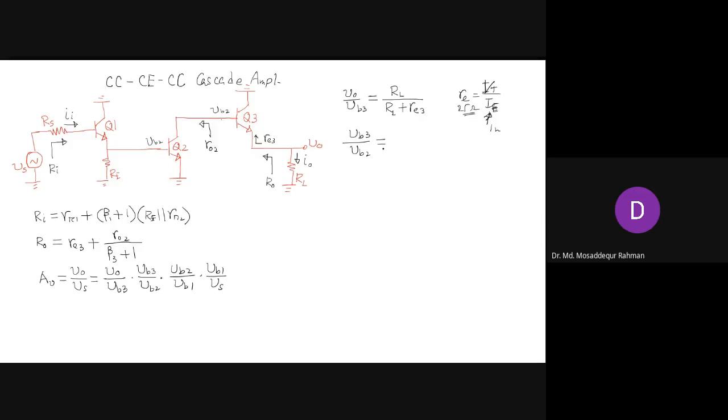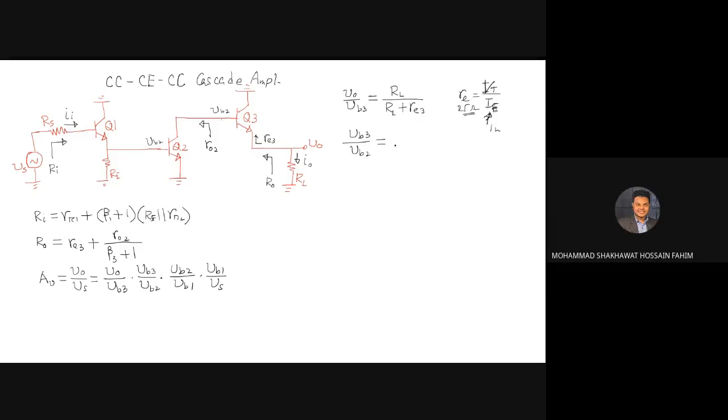Yes, we have been using this gain expression since day one, in almost all lectures, and also a couple of times in today's lecture. So what is the gain expression for the common emitter?